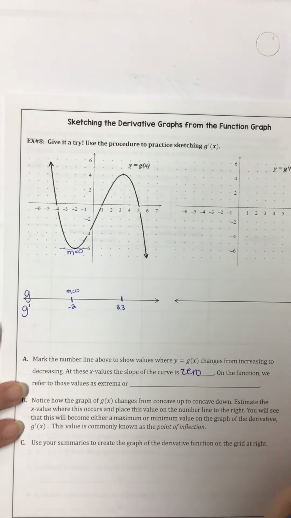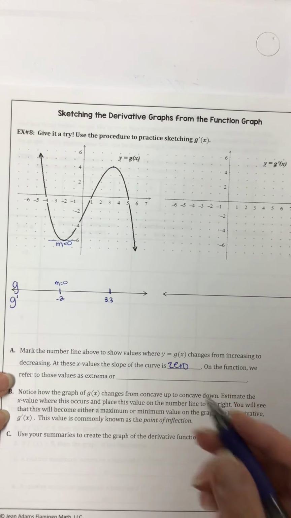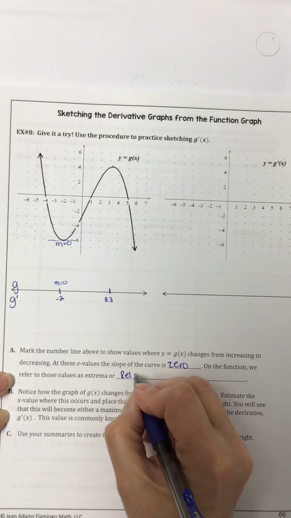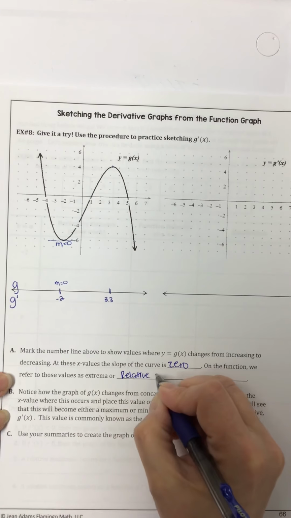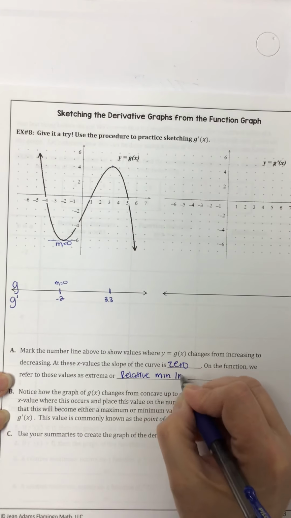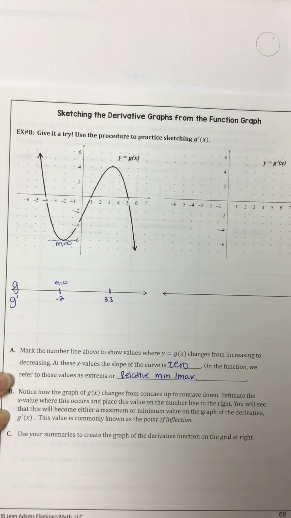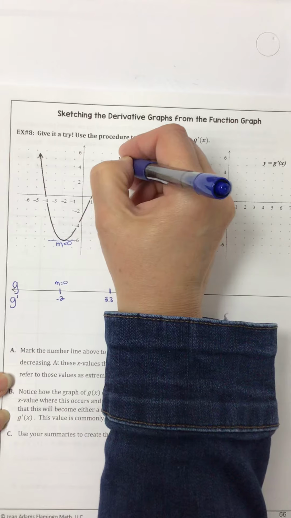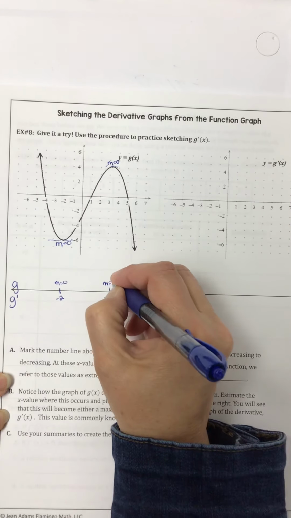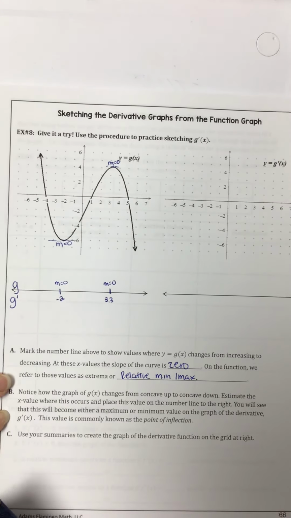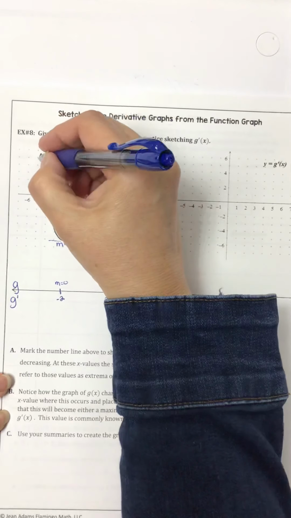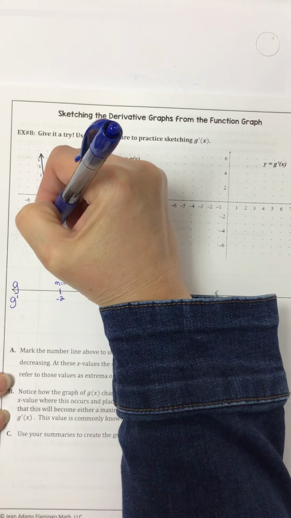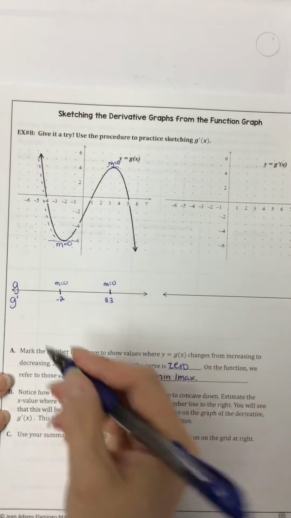On the function, we refer to those values as extrema, or relative mins or max. So here we have a slope of 0, but here we also have a slope of 0, correct? Yeah? Okay, so the slope of this is negative. Do you agree with that? All the way to there, your slope's going to be negative, yes?